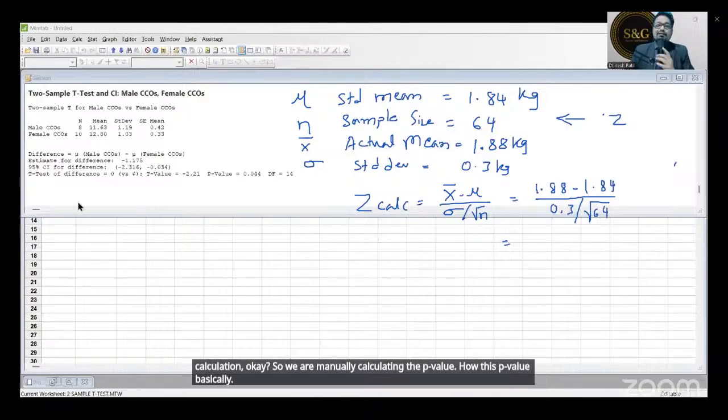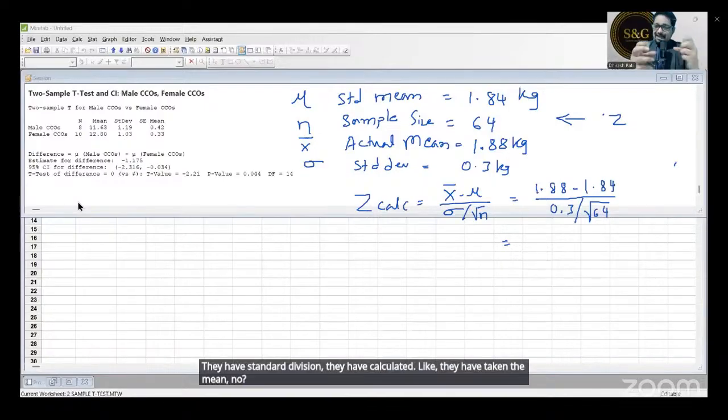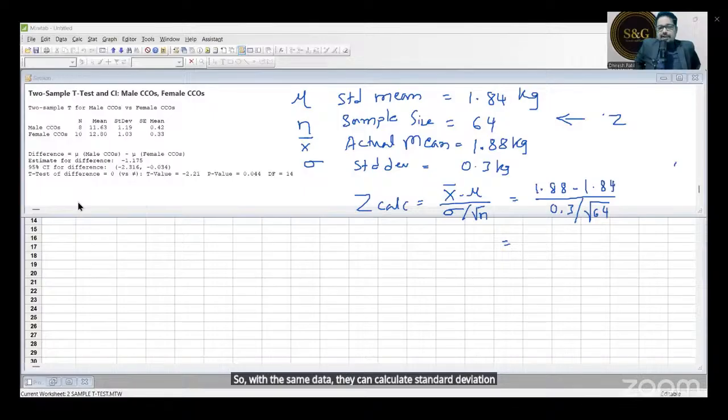They have calculated the standard deviation. Like they have taken the mean, no? So with the same data, they can calculate the standard deviation, sigma, no? What is 0.4? The standard deviation of those 64 samples, the weight of that is 0.3 kg.